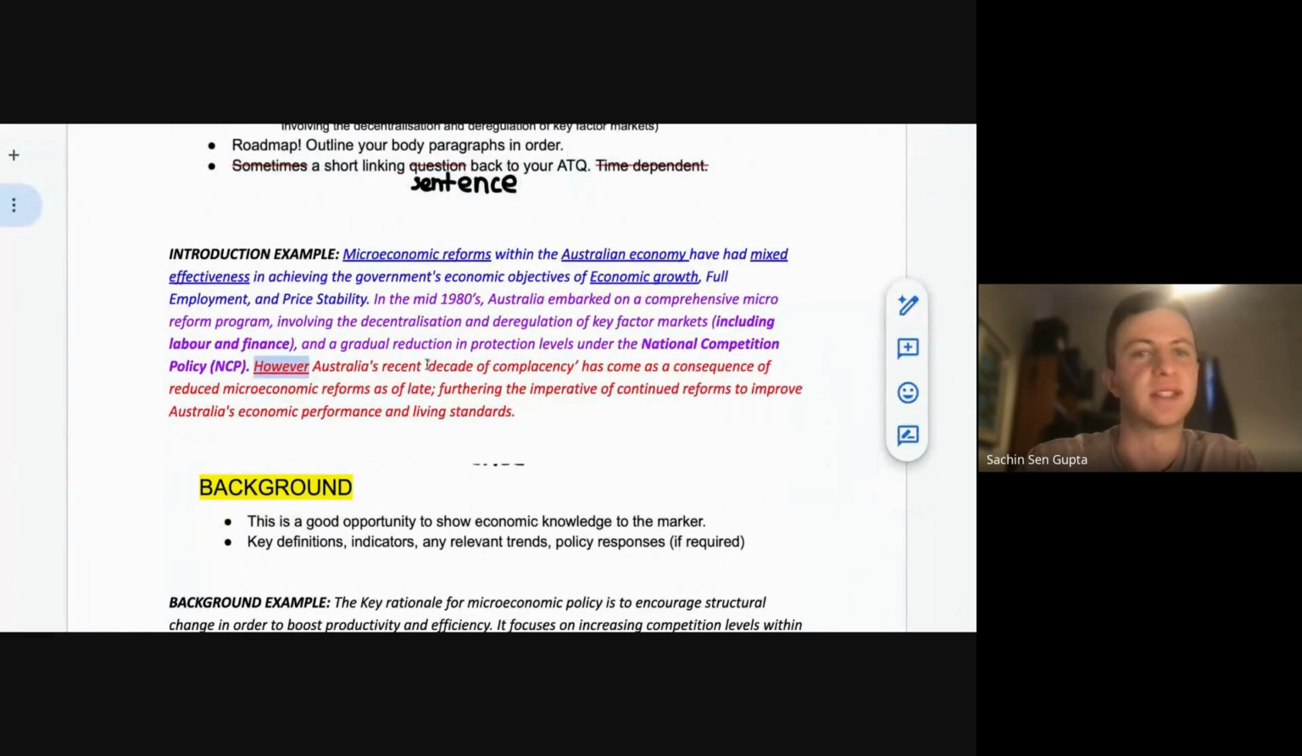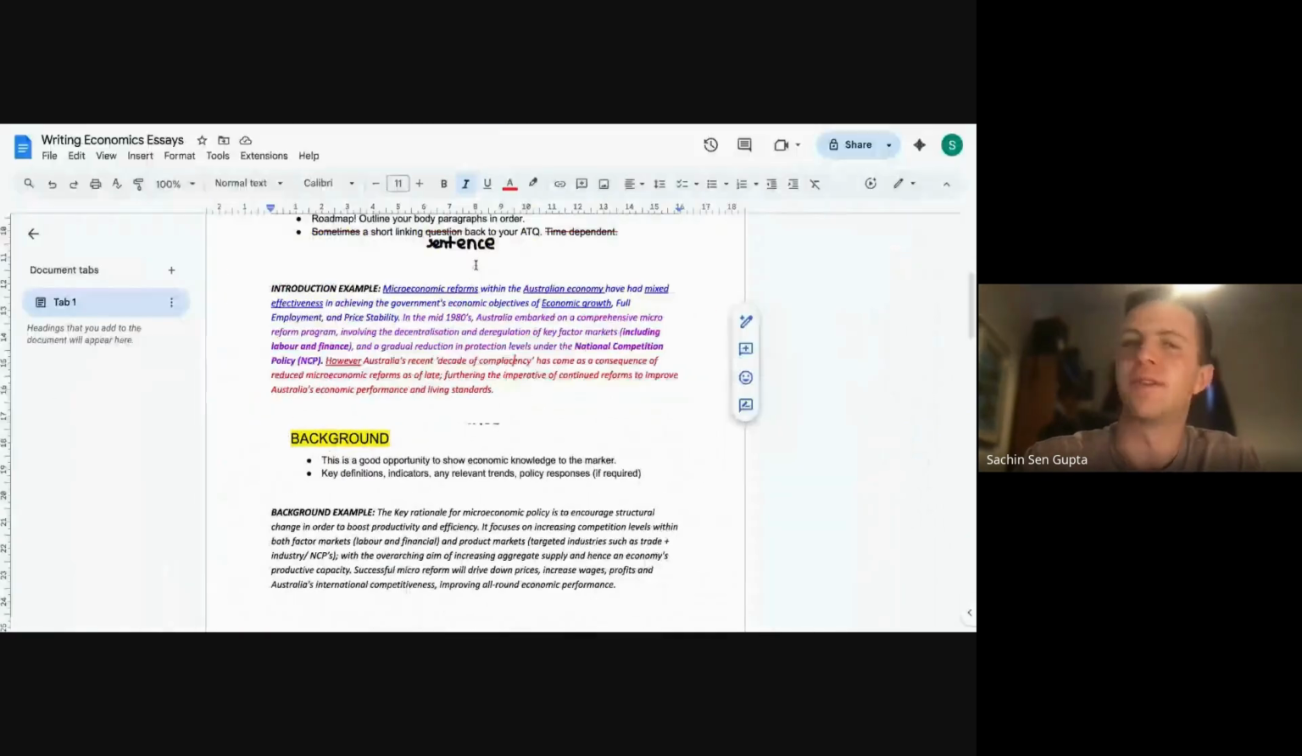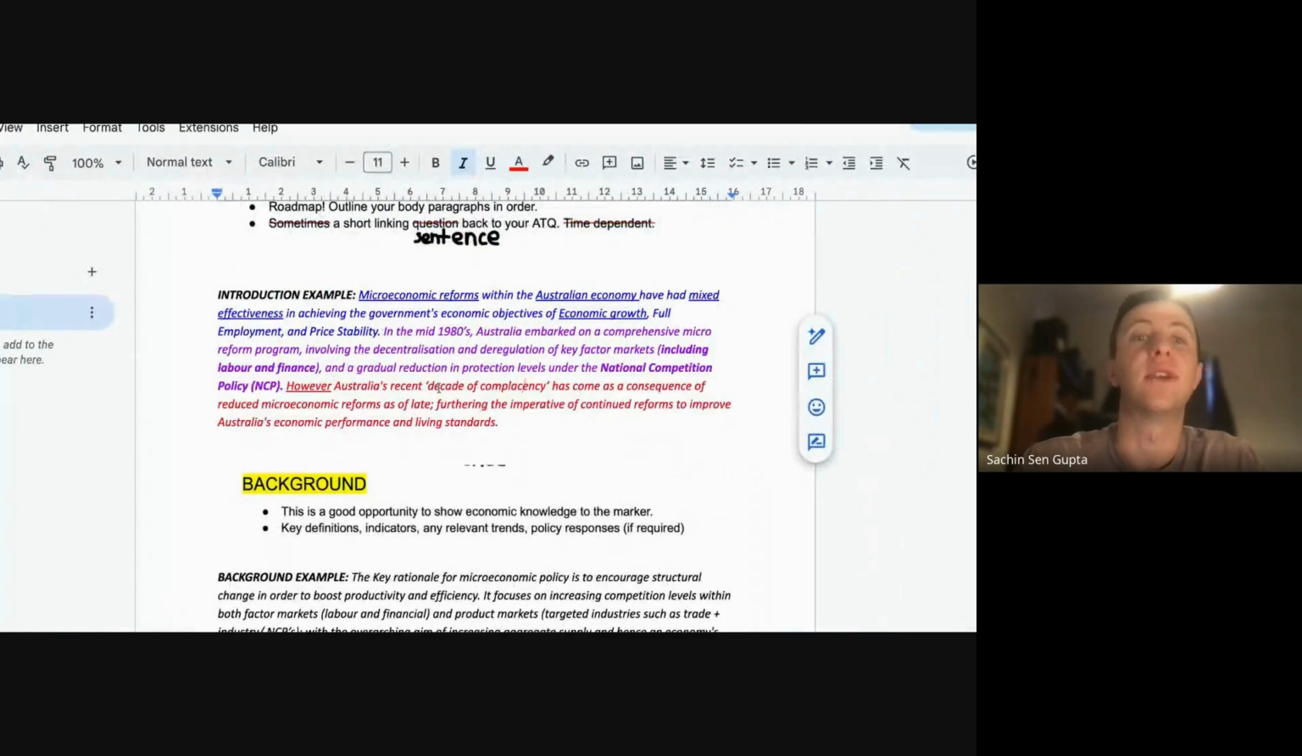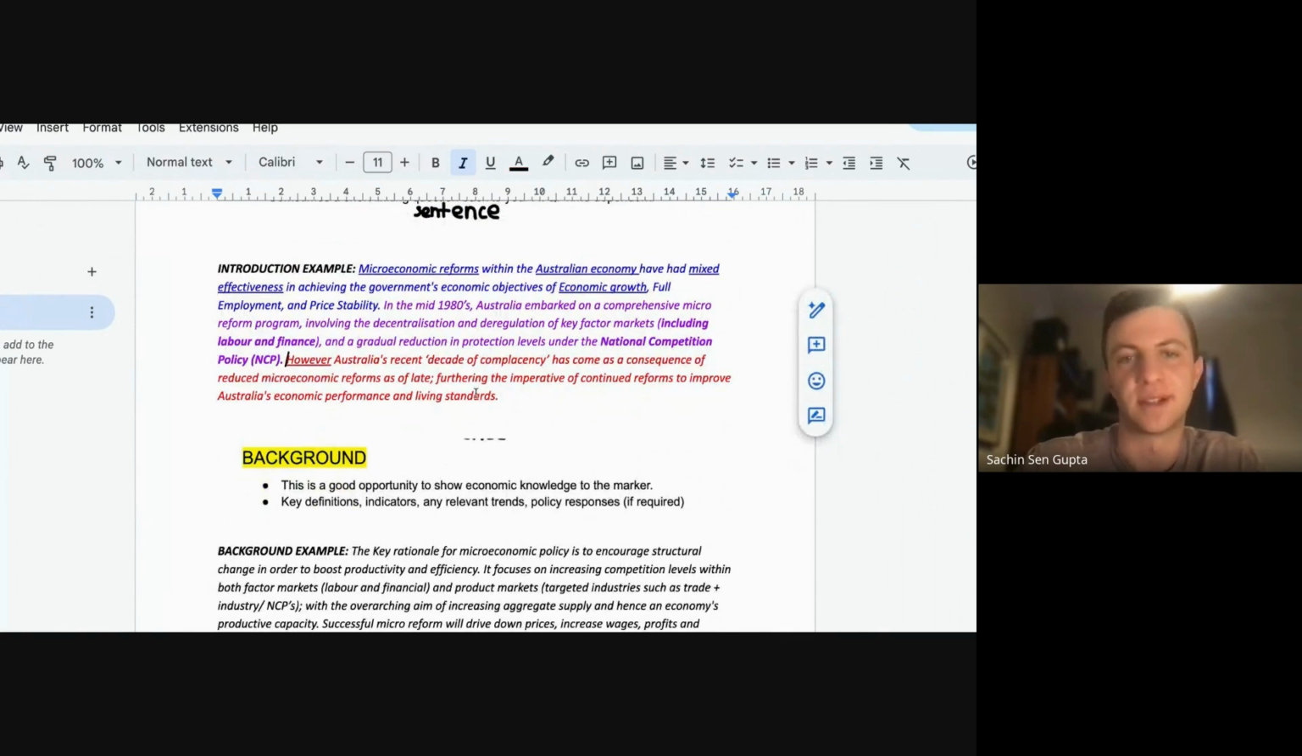I speak about Australia's decade of complacency, which furthers the imperative to continually reform. Okay, so it's very short, right? Just think about what the objectives of each paragraph are. So answer the question firstly, then roadmap. And then you can give a however sentence at the end if you want.